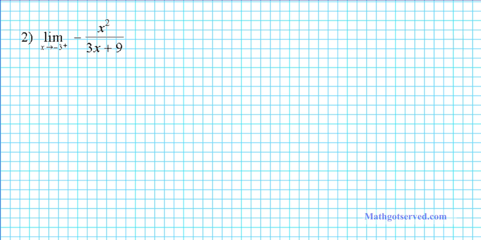All right, let's take a look at question 2. We're going to find the limit as x approaches negative 3 from the right of negative x squared divided by 3x plus 9. We're going to evaluate this limit by direct substitution. So let's go ahead and do that. We'll have negative. If we plug in negative 3 from the right in the numerator, we'll have negative 3 from the right squared divided by 3 times negative 3 from the right plus 9.